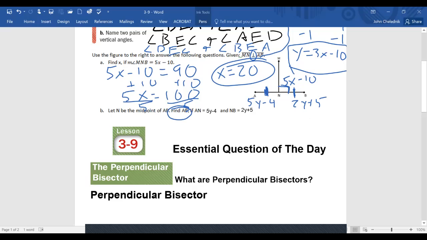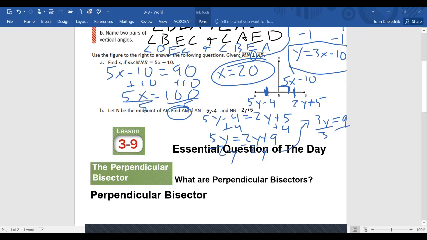Well, we know that since that's the midpoint, those 2 things are actually equal. So 5y minus 4 must equal 2y plus 5 because N is the midpoint. Okay. If I add 4 to both sides, we're going to get 5y equals 2y plus 9. Now I subtract 2y from both sides. We're going to get 3y equals 9. Divide by 3, you're going to get y equals 3.